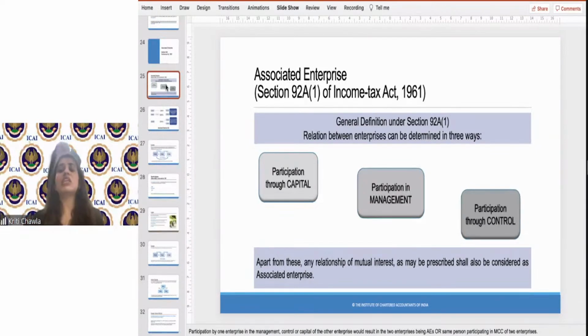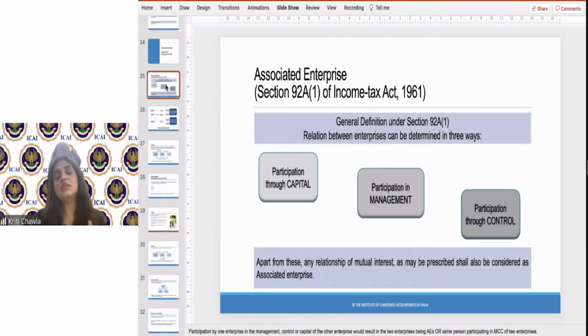Well, it says, if you look at Section 92A, subsection 1 of the Income Tax Act, that when there is one enterprise, one entity, and it participates in the management, control, or capital of another enterprise, then these two enterprises will become related to each other. That means that if there is any enterprise participating in the management, how can you participate in the management? Well, I'm going to talk about that. If you're participating in the capital, as in if you're holding share capital in the other enterprise, or if you're controlling the other enterprise in some manner, then these two enterprises will become related to each other.